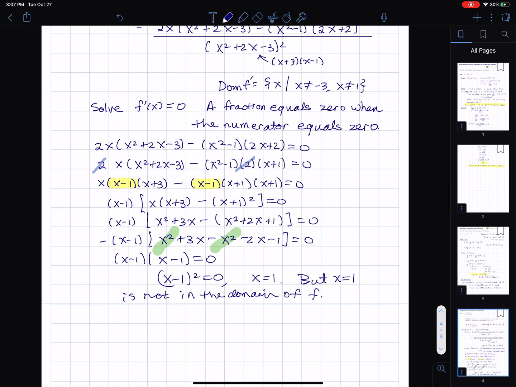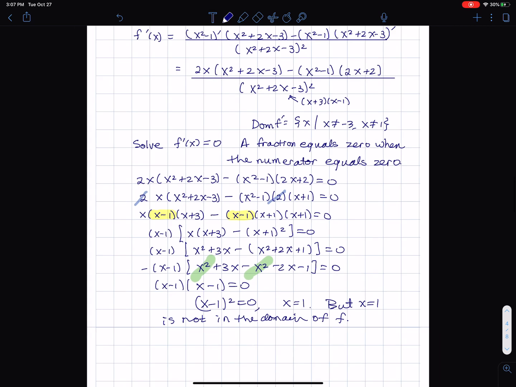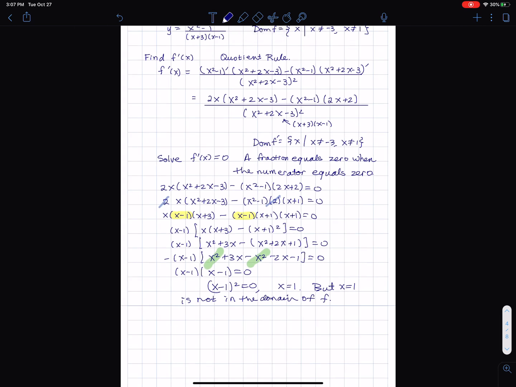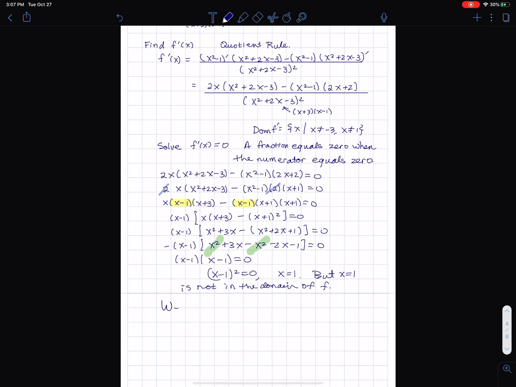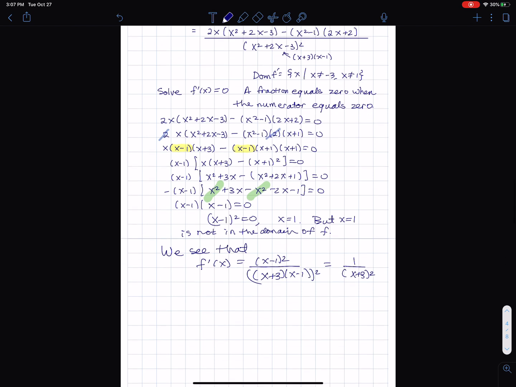Do you see, all I did is I simplified the numerator, and I didn't work out this problem before, so I didn't see it coming. But we see that f prime of x, after I did all that work, is x minus 1 squared over the denominator, x plus 3 times x minus 1, also squared, and that's going to be 1 over x plus 3 squared, so f prime of x is never 0.